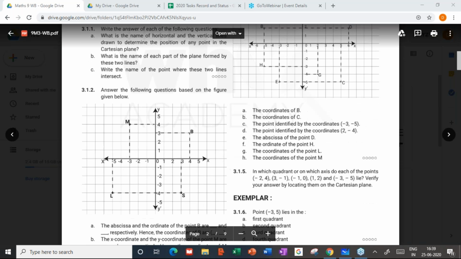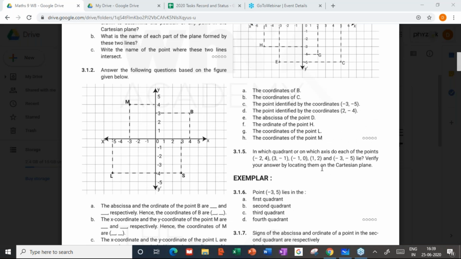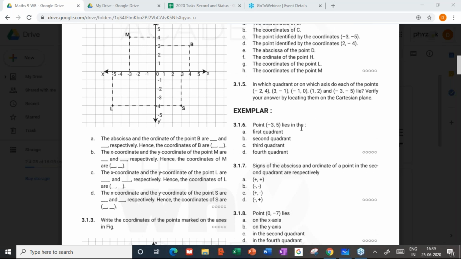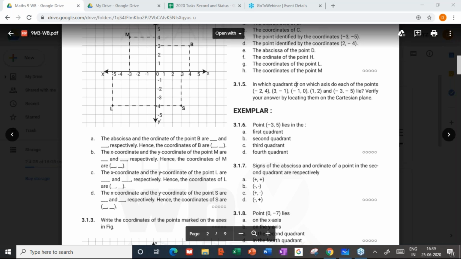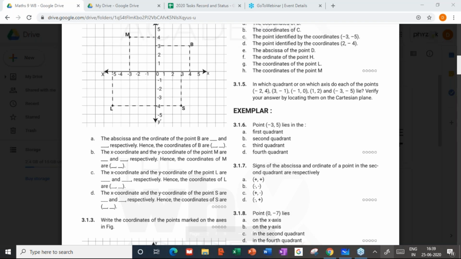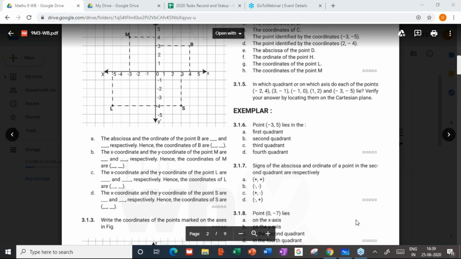Okay. Then you can do 3.1.5 on your own. Tell me this. 3.1.6. Point minus 3 comma 5 lies in which quadrant? If you just see here, you have a reference graph right here. Just look here and you can answer. You don't need to memorize anything or go back. Come on, all of you answer. Which quadrant?